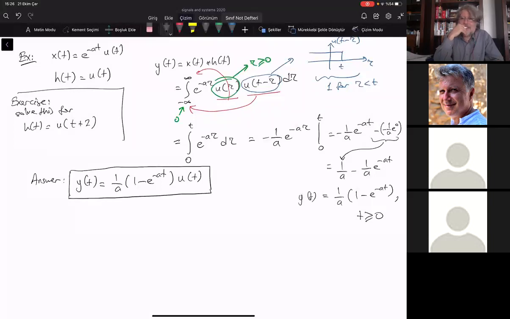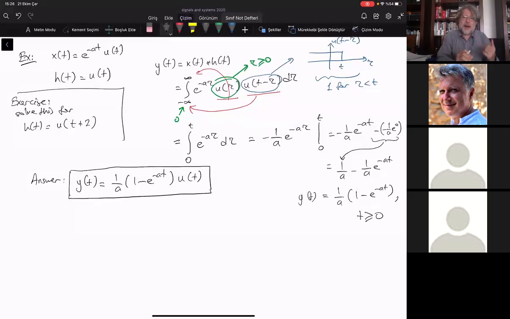Somehow we came up with some old discussions. Causality. Is it a causal system? H of t is equal to u of t plus 2. Can you draw it? What does it look like? It's again a unit step function, but it starts from minus 2. Yeah, it starts from minus 2. It makes a jump. But the impulse comes at 0. Although the input comes at 0, its response appeared before that. 2 seconds before the input came, the response already appeared. So this is not a causal system.